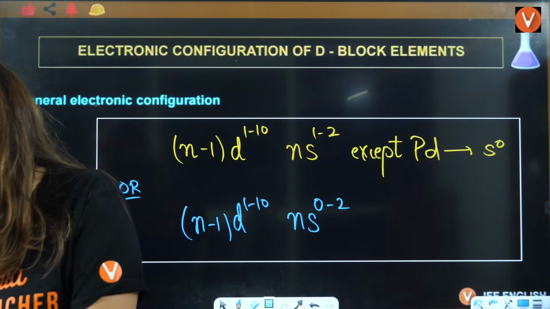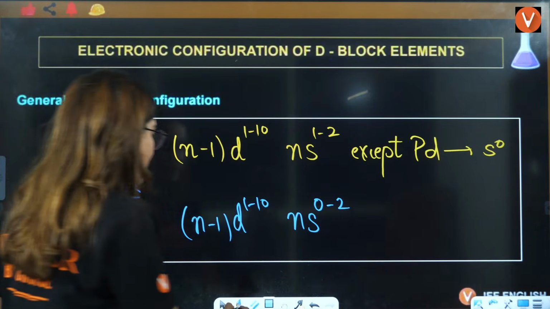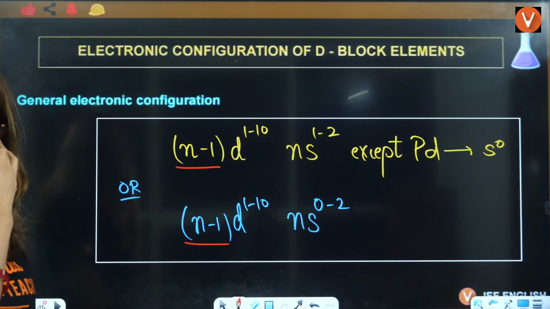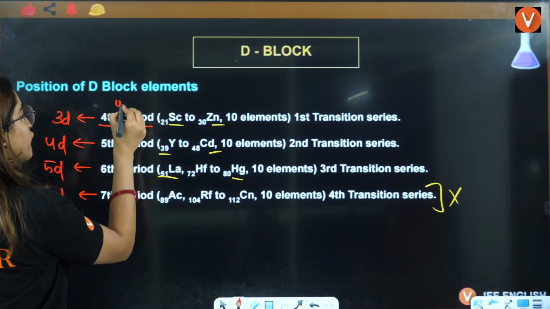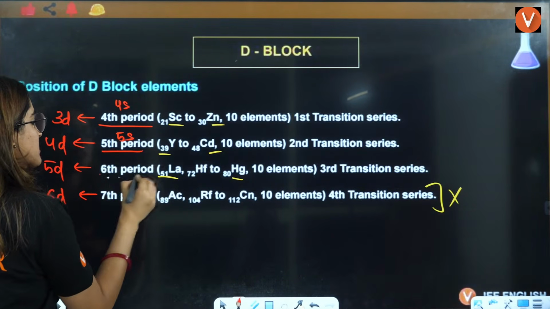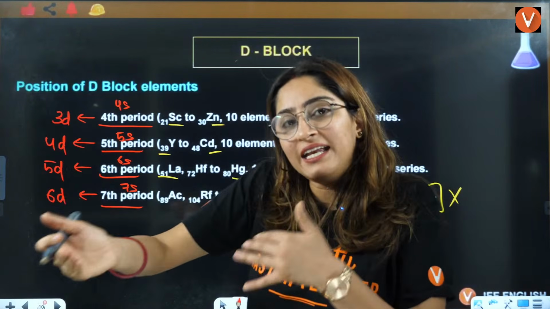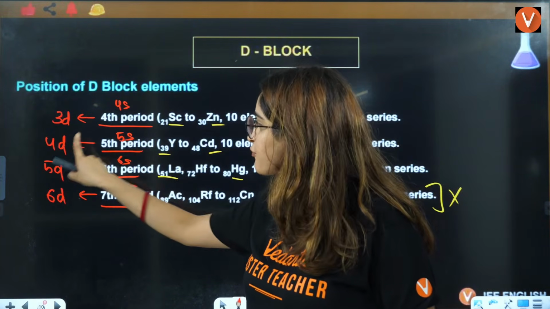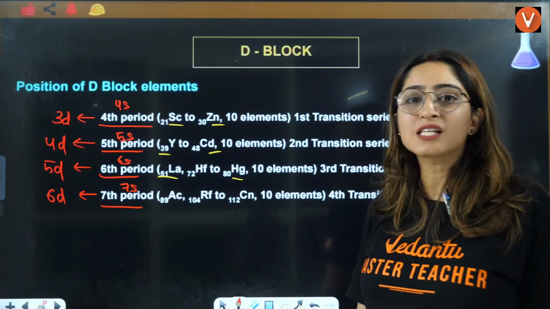Yes, very good, very good, Supriya, very good, Rohit. That is called the penultimate shell. Now, if you compare this, the fourth period means it will be 4s, the fifth period means 5s, then 6s, then 7s, right? And d is the penultimate shell to it. That means if this is 4s, this is 4 minus 1, this is 5 minus 1, this is 6 minus 1, this is 7 minus 1. That's how it is.